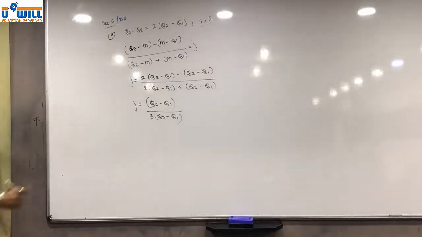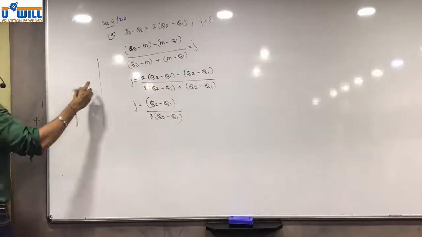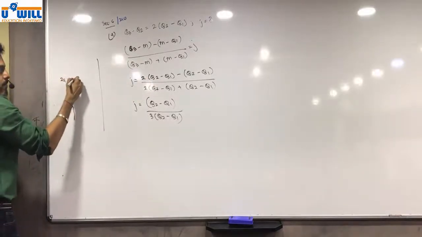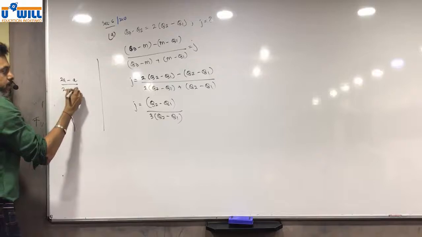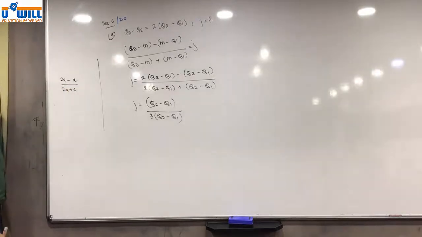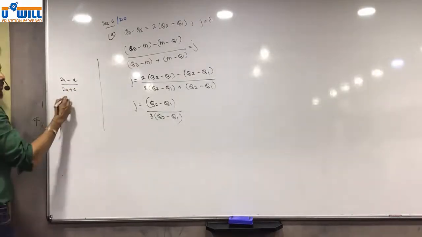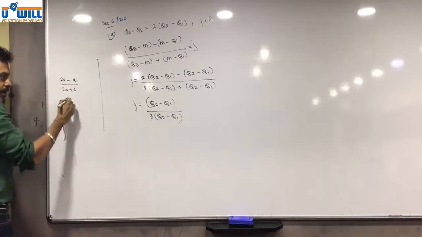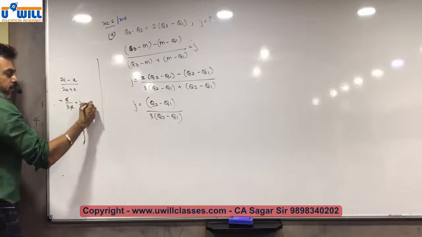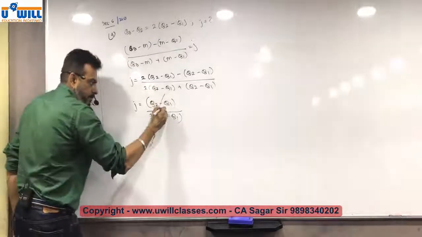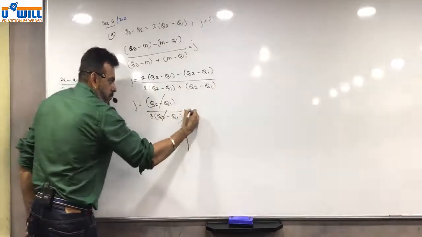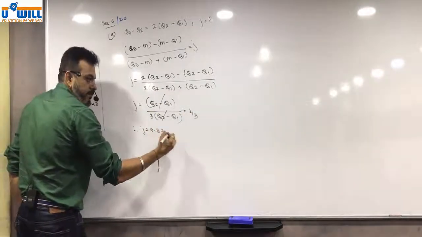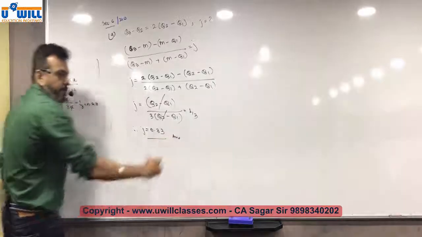Did you understand? Parallelly I'll do it over here. Say for example, this is A. So it is what? 2A minus A upon 2A plus A. Did you understand now? Which is equal to what? 2A minus A is A, and this is 3A. A cancels, 1 by 3, which is 0.33. Therefore J is equal to 0.33. Answer.